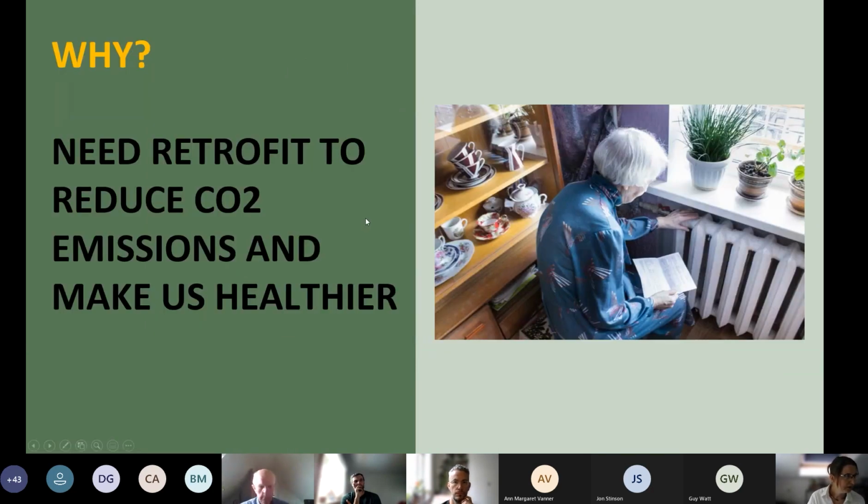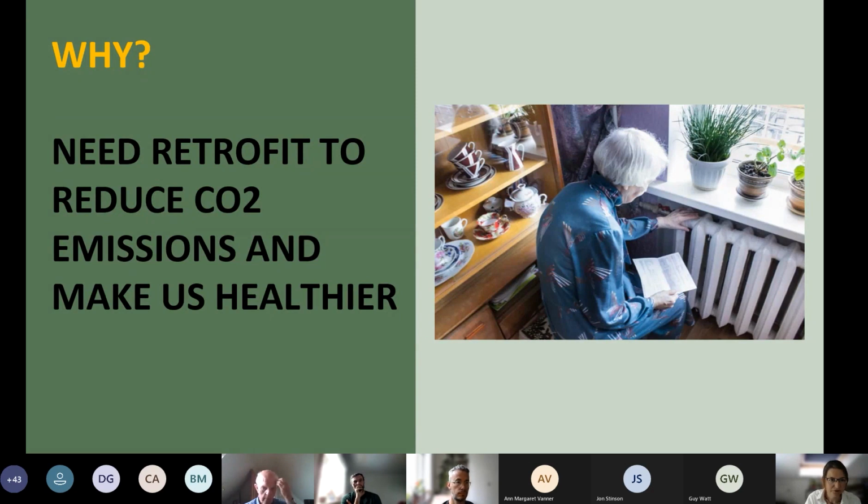So why do we need to retrofit? Why do we need things like Enerphit? Obviously, everybody's aware of the 2045 net zero targets. Most of our buildings that we have just now will still be around in 2045, so we need to work with them and get them down to the standards that we need in terms of reduction of CO2 emissions.